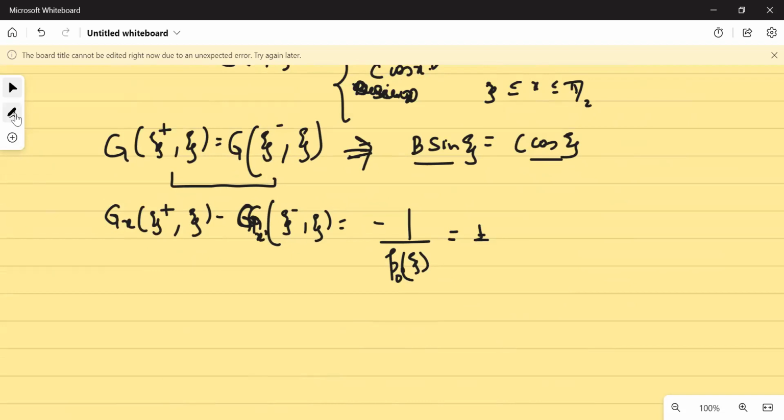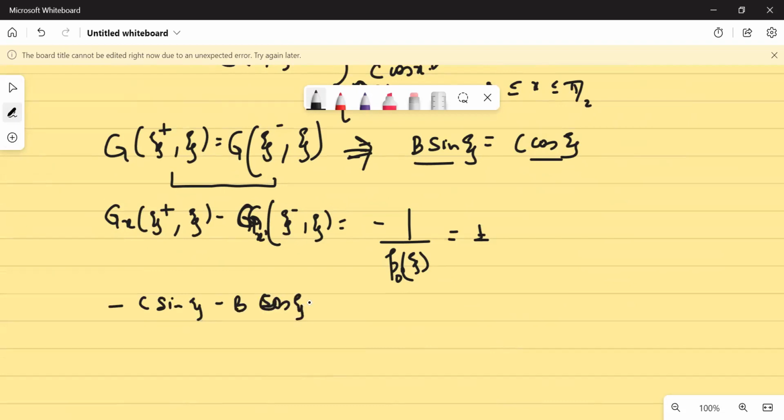So what will it yield me? It will yield me that minus sine of zeta minus b cosine zeta is 1. Is that clear? This is condition number 1. And then you have this condition number 2 here. So you can use these two conditions. You can find what would be b.